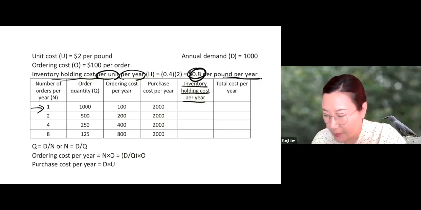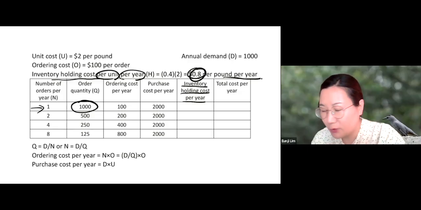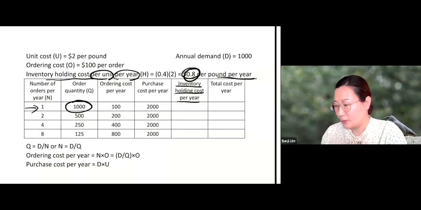So here is a question. How many units are we holding in inventory? At the beginning of a year, you have 1,000 pounds in inventory, but throughout the year, you will keep selling your inventory, and at the end of the year, you run out. So you have 0 units in inventory. Your inventory level will change over time. So what inventory level should you use when we are computing the inventory holding cost per year?